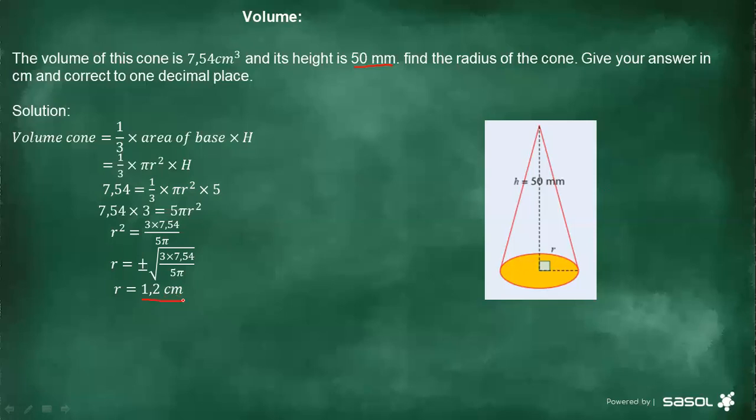So that's how you should determine the radius. Remember, the height was 50. Now the height is 5, because we converted 50 millimeter to centimeter. So we divide this 50 by 10. That's going to give us what? 5.